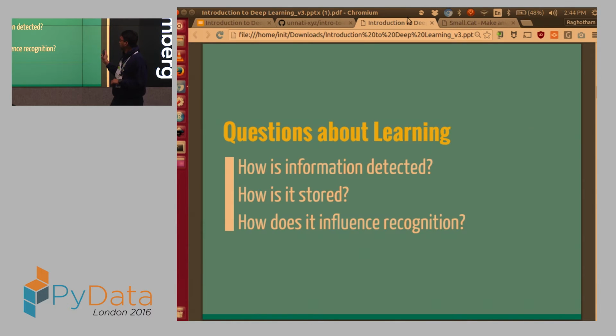Okay, so the next biggest question we have is, as we are growing up, we've learned so much, and it's fascinating that we can remember so much of it and base our decisions on top of that. So how do we actually detect information, and how do we store it? And using this, how does it influence our recognition?